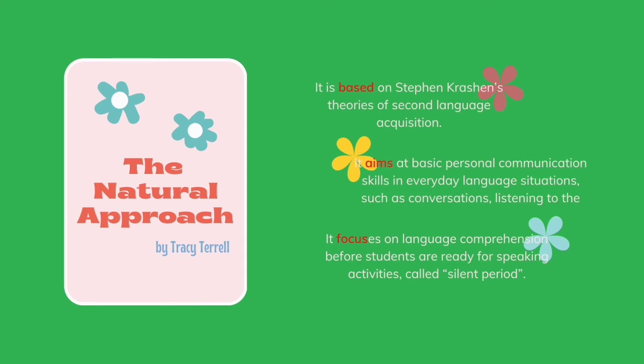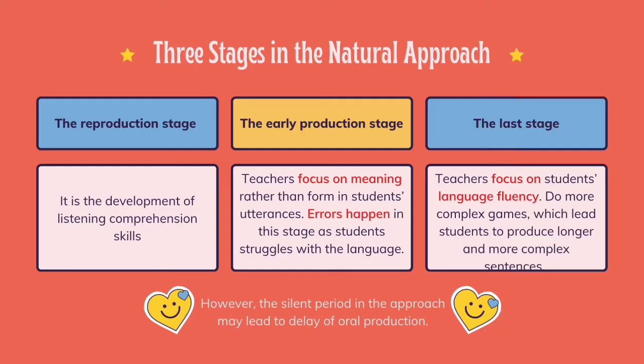The fifth designer method is the Natural Approach. It is developed by Tracy Terrell. It is based on Stephen Krashen's theories of second language acquisition. It aims at basic personal communication skills in everyday language situations, such as conversations, listening to the radio, etc. It has the same method as TPR that the learning process focuses on language comprehension before students are ready for speaking activities. It is called the silent period in the Natural Approach.